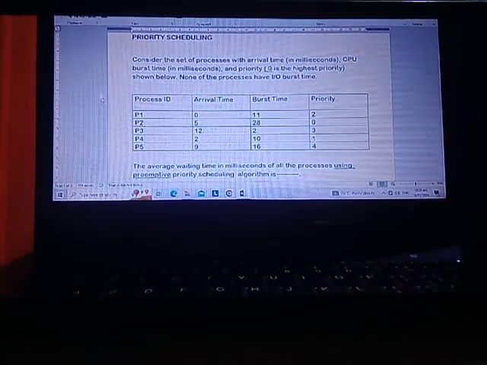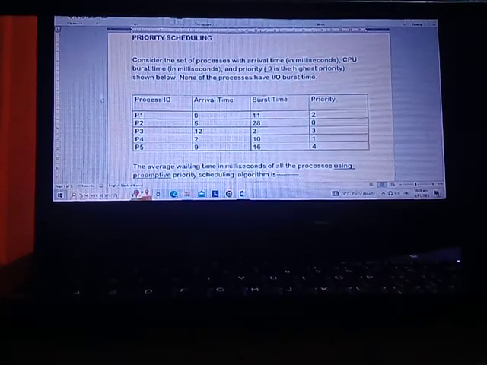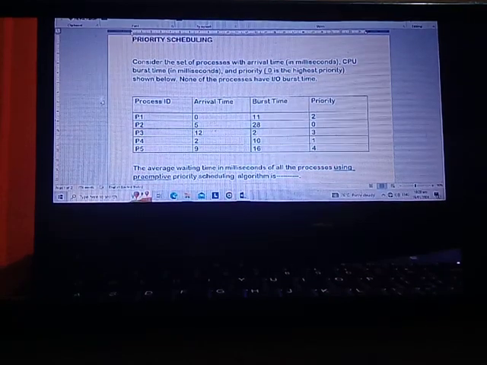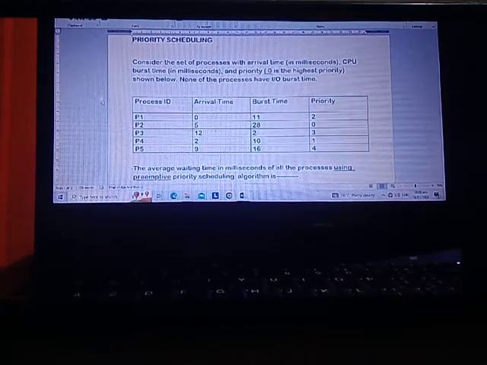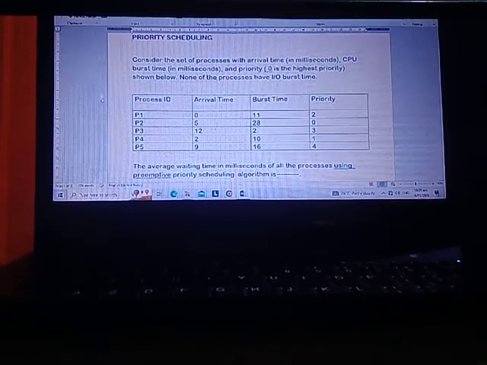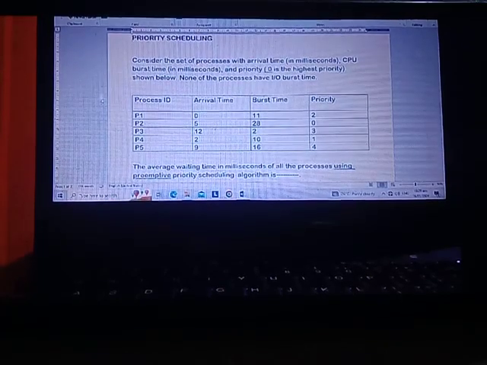the burst time. Burst time is the time that a process spends executing in the CPU, and I/O burst time is the time that the process spends on input-output operations. Here it says that it does not have any I/O burst time, so we just need to consider only the CPU burst times, which are given here.